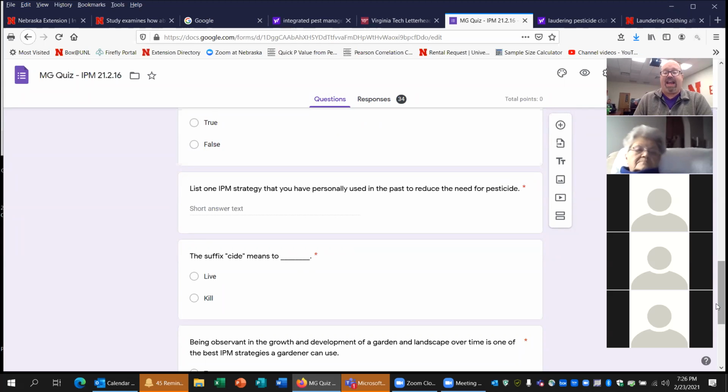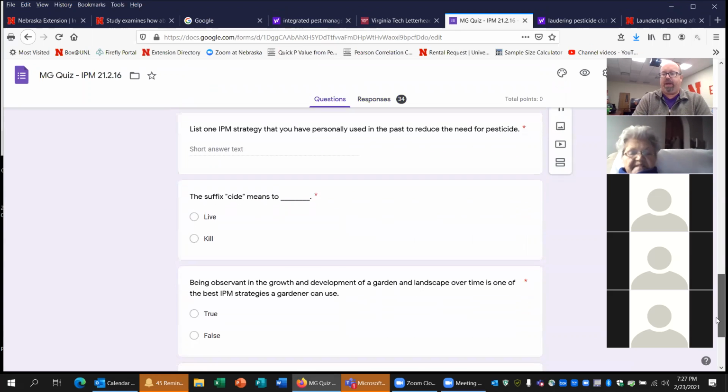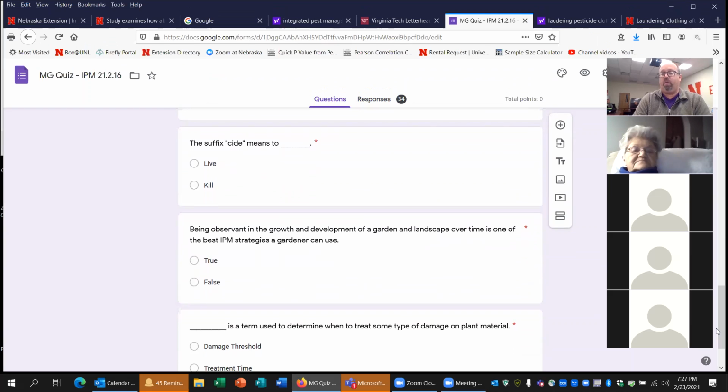So the suffix "side" means to kill. So we have a pesticide, meaning it's killing a pest. A herbicide is to kill a plant. A rodenticide is to kill a rodent. An algicide is to kill algae. A fungicide is to kill a fungal problem. So you get the idea. Side is to kill. And pesticide is the overall umbrella term that we use. So pesticide, rodenticide, herbicide, all those fall under that umbrella.